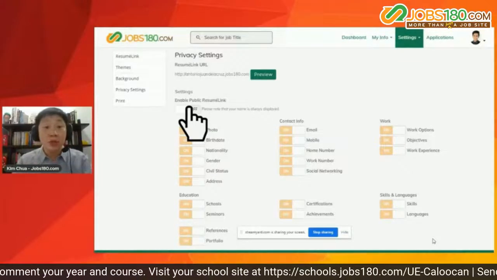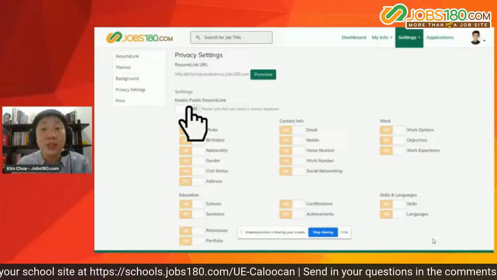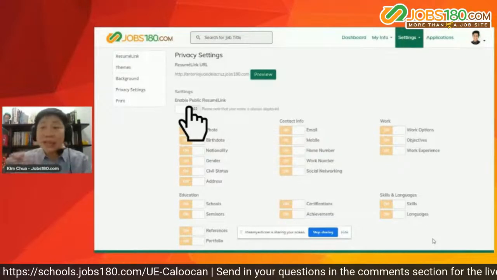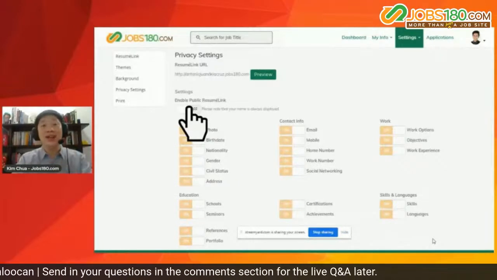Ayaw mo pakita yung address mo. What do you do? Turn it off. Ayaw mo pakita ang inyong references. What do you do? Turn it off. So lahat na naka-off, hindi lalabas sa public. At sino may control niyan? Kayo lang. O, di ba?